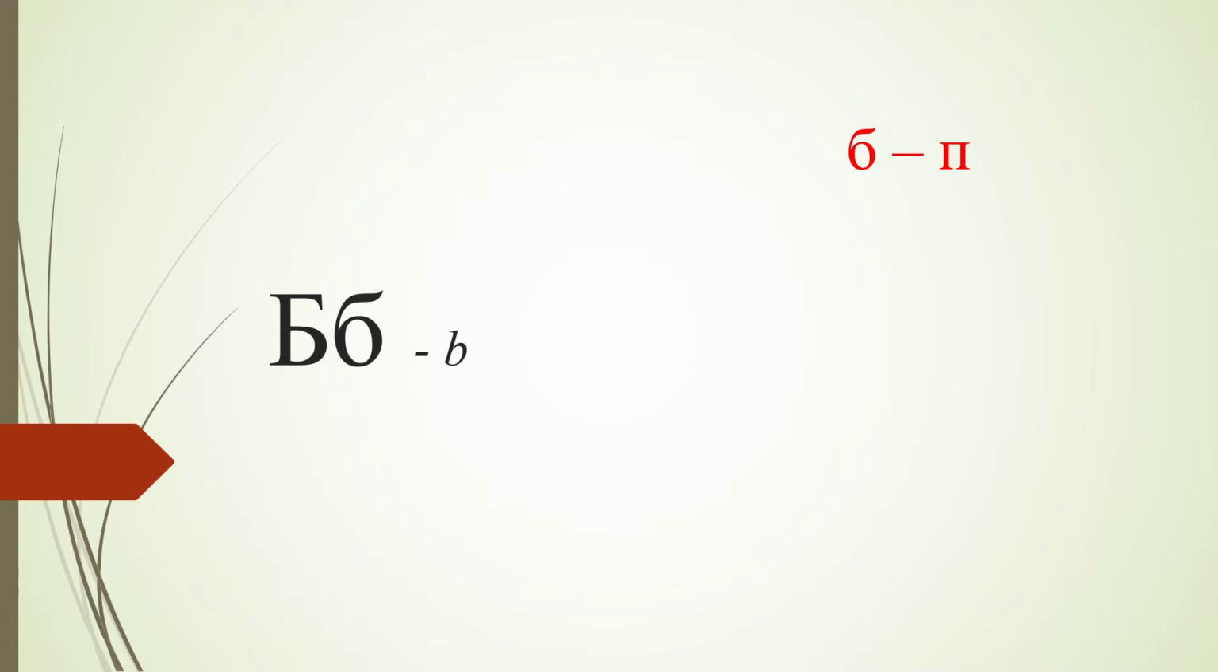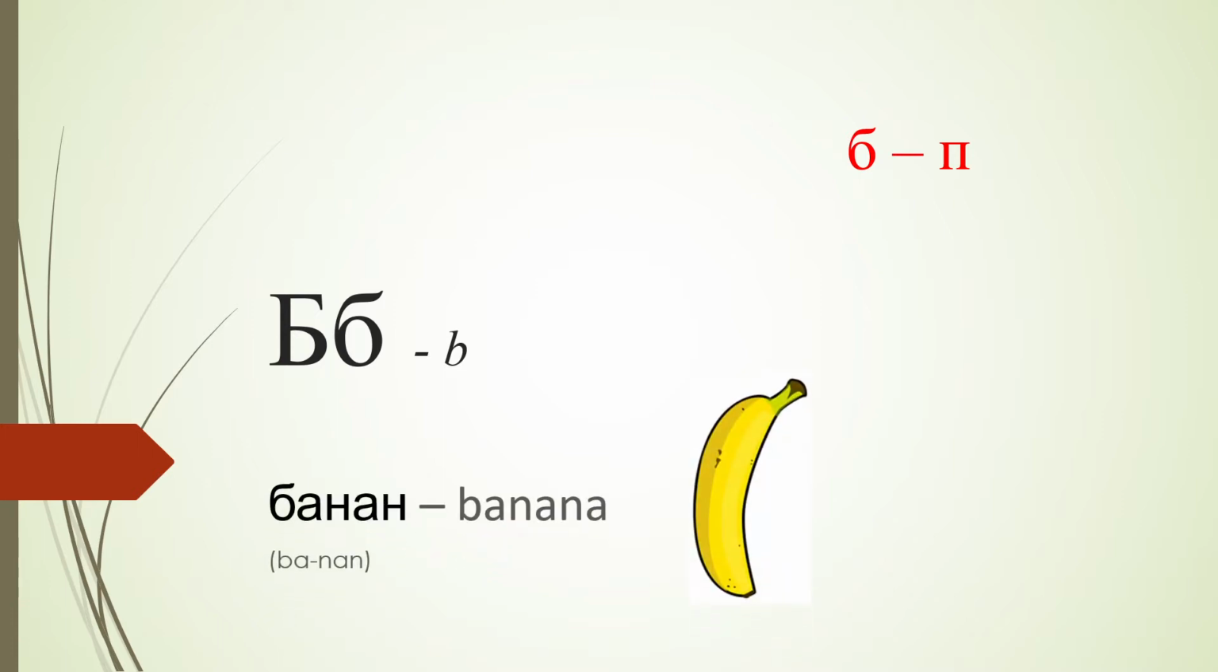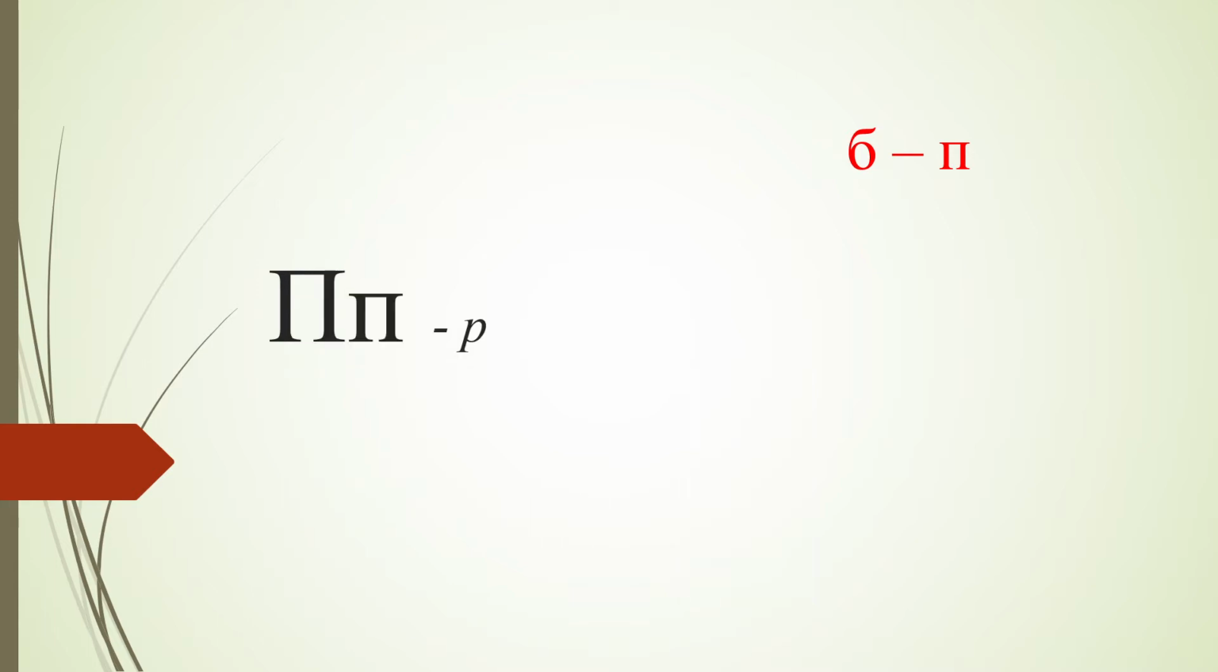Simple enough, B. And an example word is banan, which means banana. Repeat after me, banan. Okay? Now, the soft version of B is P, or the P sound.